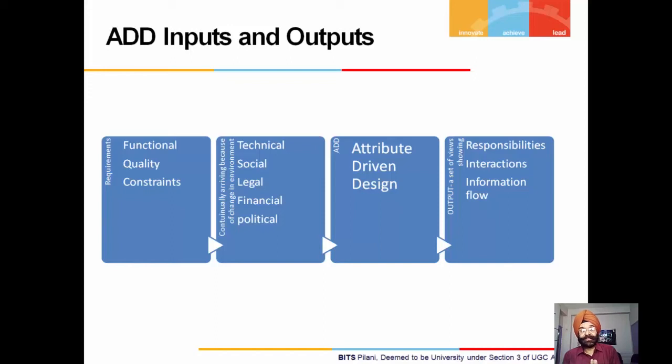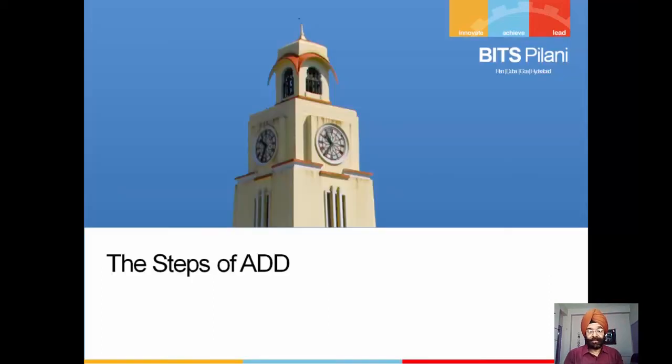And the net result of this attribute-driven design is a set of responsibilities, types of interactions between components, a type of information flow, which could be shown under various views. We have looked at views in the past, we will look at views in future. These are methods of presenting an architecture. So an architecture gets presented for implementation.